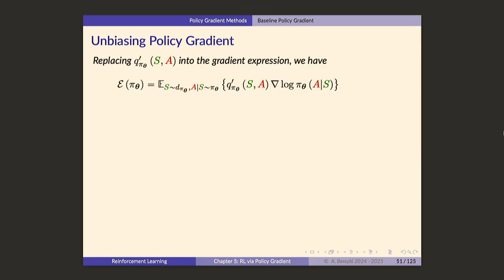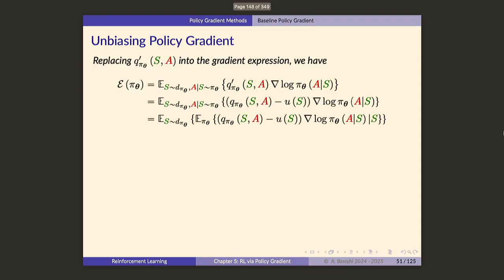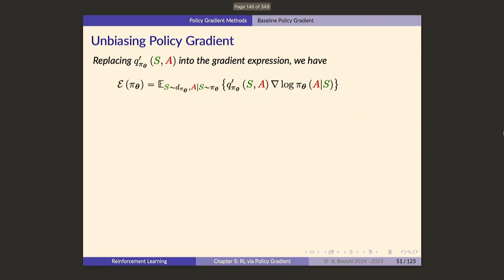So I had this expectation. Just ignore whatever you have as subscript right now. Now, instead of Q, I am replacing Q prime, and then I have the gradient of my log likelihood. Now, let me just open it up. So Q prime is Q minus U. Q depends on the state and action. U only depends on the state.